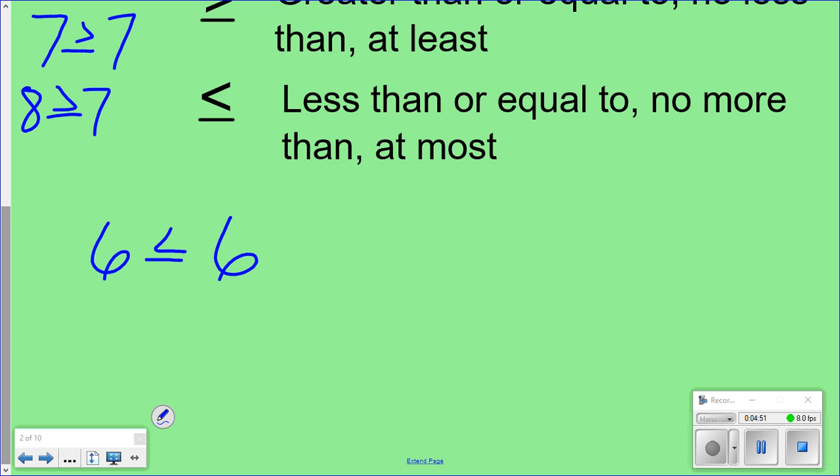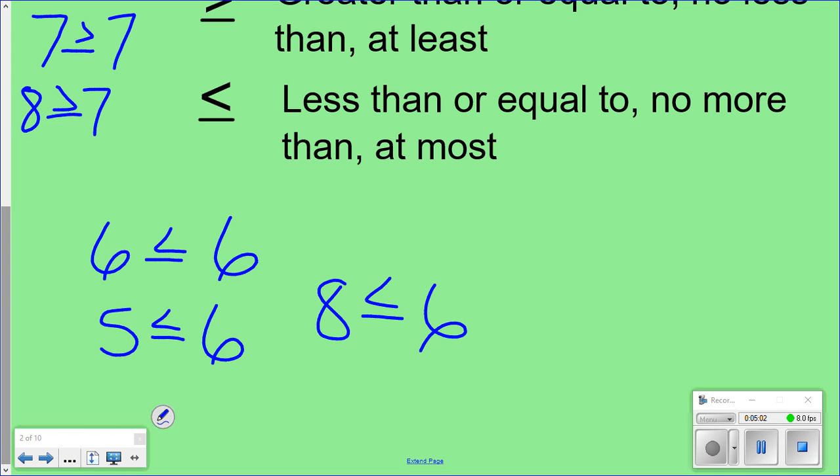Is this true? 5 is less than or equal to 6? Yes, because the less than part makes it true. Is this true? 8 is less than or equal to 6? It is false, because it's neither of those things, right? Okay. Now, what are we doing today?